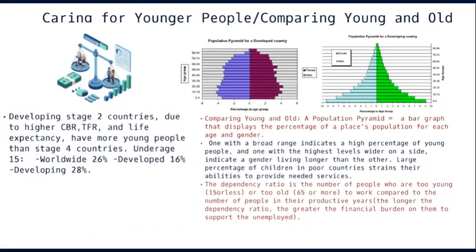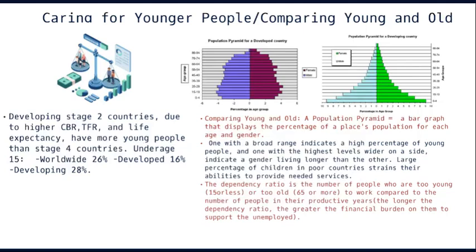Caring for younger people and comparing young and old. Developing stage 2 countries, due to higher CBR, TFR, and life expectancy, have more young people than stage 4 countries. Under age 15: worldwide 26%, developed countries 16%, and developing countries 28%. A population pyramid is a bar graph that displays the percentage of a place's population for each age and gender. One with a broad base indicates a high percentage of young people, and one with the highest levels of width on one side indicates a gender living longer than the other.